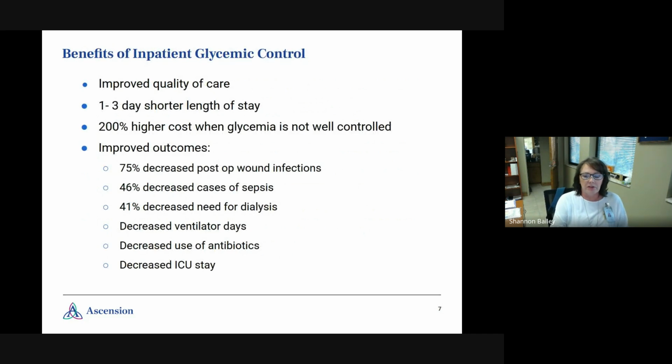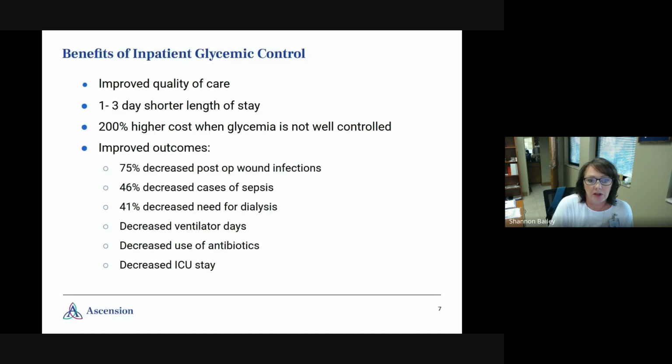So what are the benefits of maintaining good blood sugar control when somebody's in the hospital? Obviously, improved quality of care. Patients are used to having their blood sugars controlled in a certain manner at home. And when they come to the hospital, they expect that we're going to do the same. And when we are not able to do that, some people think, oh, they don't know what they're doing. And we don't want that. So we want to improve our patient quality of care. They stay shorter times when they're in the hospital and their blood sugars are maintained. It is also a 200% higher cost when we don't control the blood sugar well.